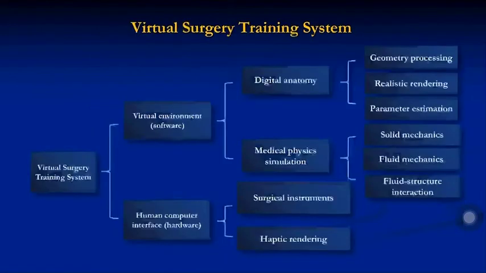So this is the framework for a typical virtual surgery training system. We can divide the environment into two components, the software part and the hardware part. In the software, which is about constructing the virtual environments, one key component is digital anatomy that involves geometric processing, realistic rendering, and parameter estimation. Another component is medical physics simulation that includes solid mechanics, fluid mechanics, as well as fluid-structure interactions. For the hardware component, we need to simulate all sorts of surgical instruments as well as the haptics rendering.